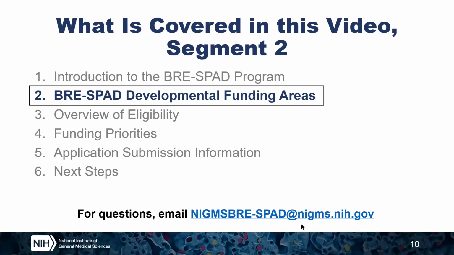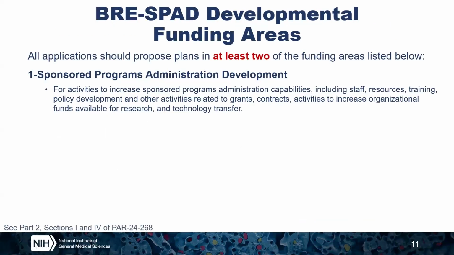Segment 2 is BRE-SPAD developmental funding areas. We're using the term developmental funding areas to describe the types of funding that BRE-SPAD participating organizations can receive. All applications must seek funding in at least 2 of the 3 possible funding areas for BRE-SPAD.